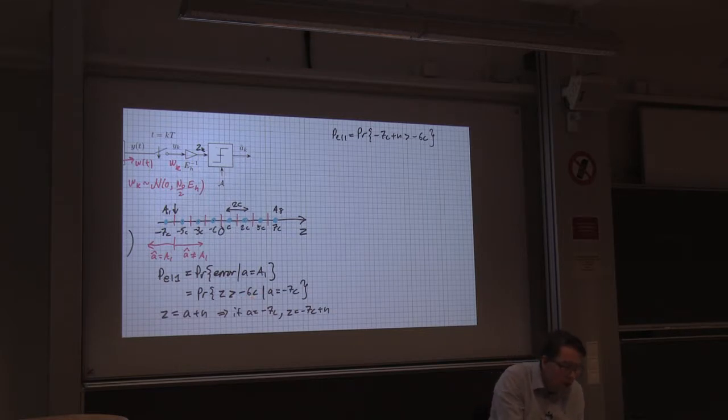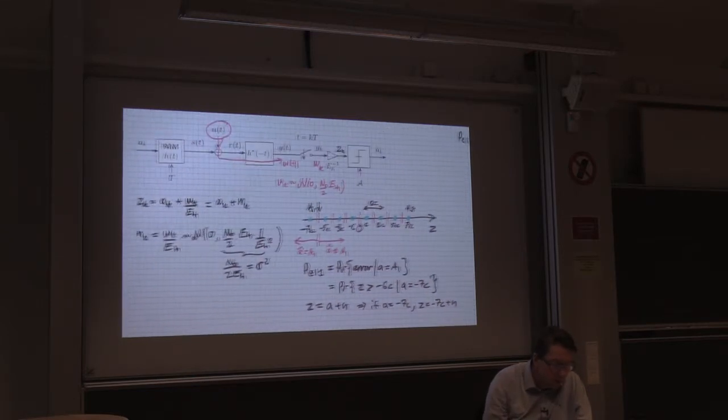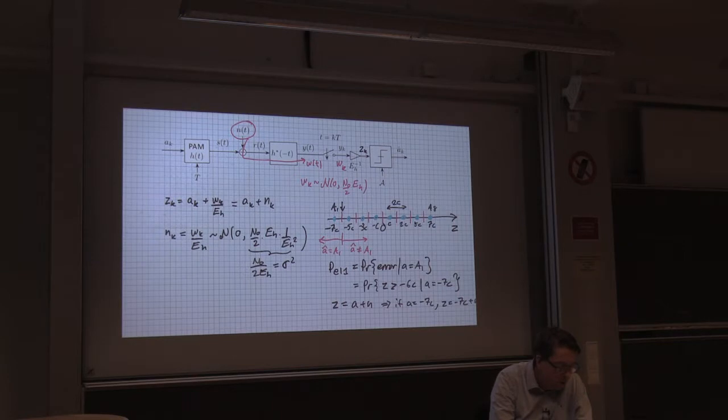Okay, and then we can write this as the probability that N is greater than C. Okay. So, what is this probability? Well, what do we know about N? Let's go back and check. So, we know that the noise is a Gaussian random variable with zero mean and variance sigma squared.